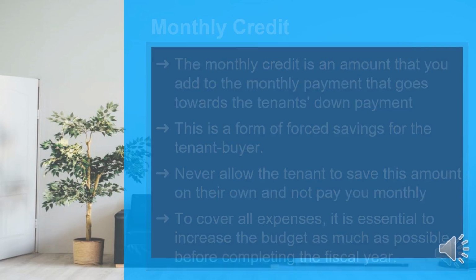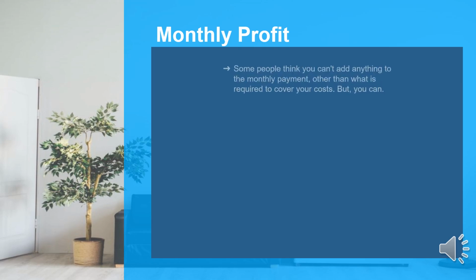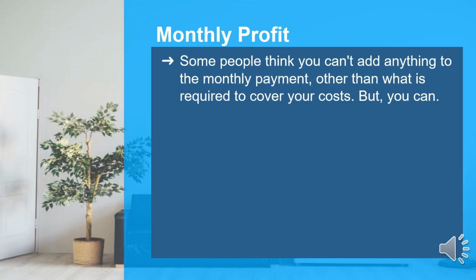When it comes time to buy the property, make sure they have collected everything, they have enough down payment to purchase. The third component of the monthly payment is the profit. Some people think that you cannot add anything to the monthly payment other than what is required to cover your costs. Sure, you can. You are trying to make a good return on your investment, and some investors are charging a lot of profit where it's outrageous. I'm not suggesting that you do that.